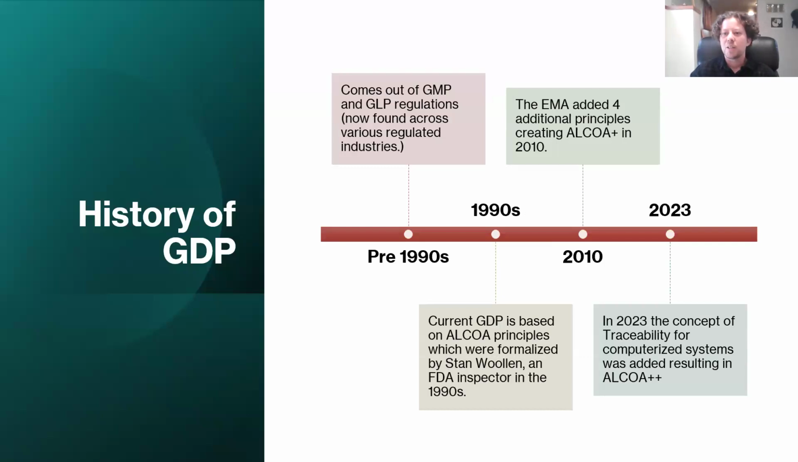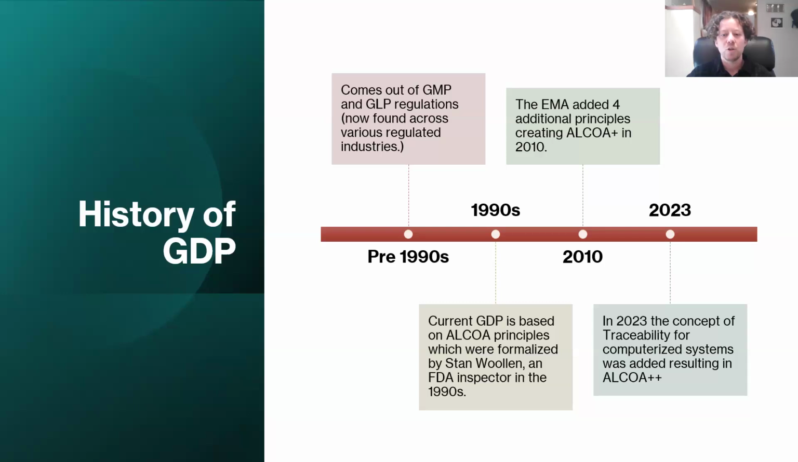And so just to situate us with where GDP really comes from, it does originally come out of GMP and GLP regulations that have existed for quite a long time. And then it's slowly been expanded to other regulated industries. So by the 1990s, it was being used as part of GCP, and very explicitly by Health Canada regulations, and FDA regulations both.